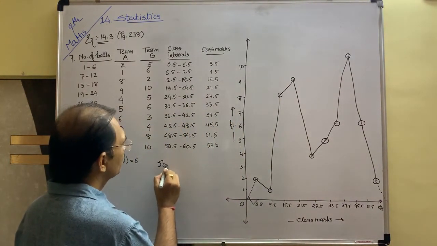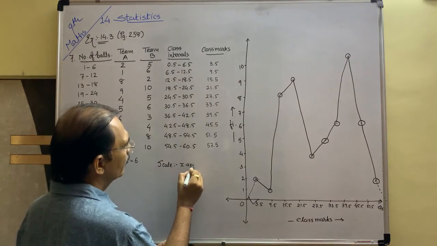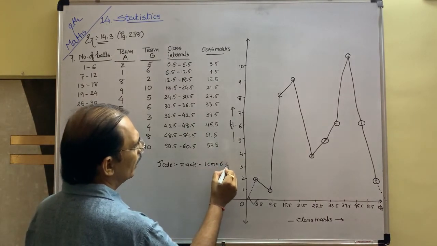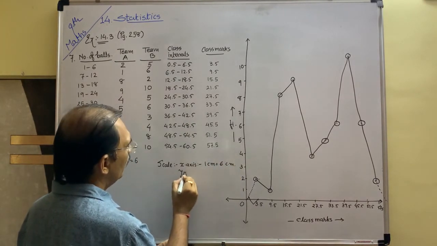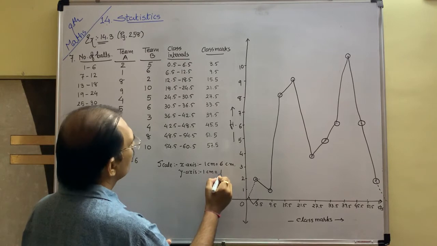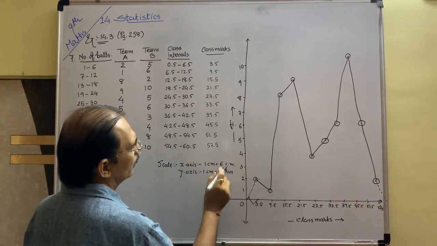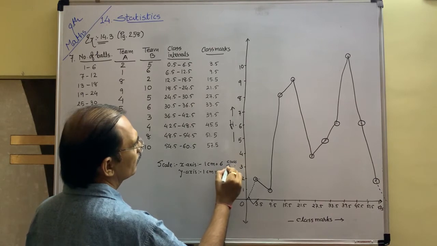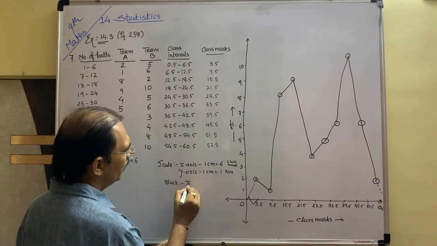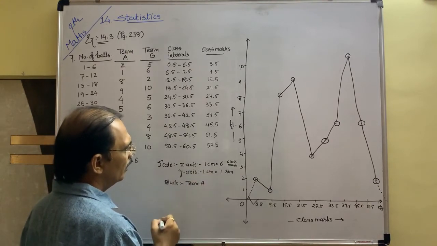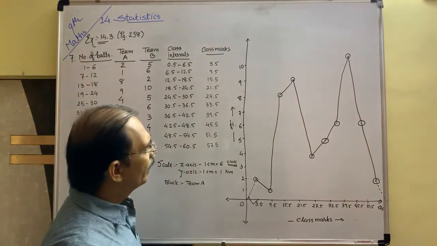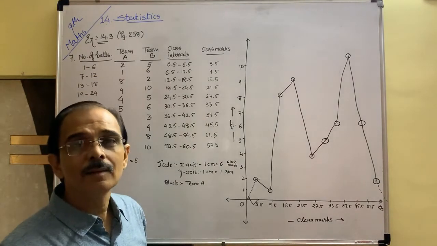What is your scale? On the x-axis, we take 1 centimeter equals 6 class marks, and on the y-axis 1 centimeter we take 1 run. Here it is class mark. So black color shows team A. In the exam, you can use a blue pen and a pencil.